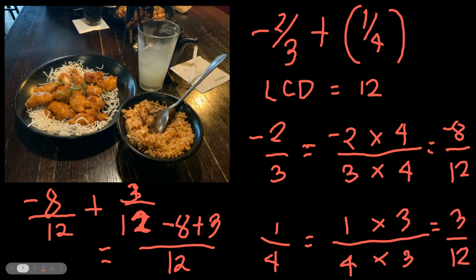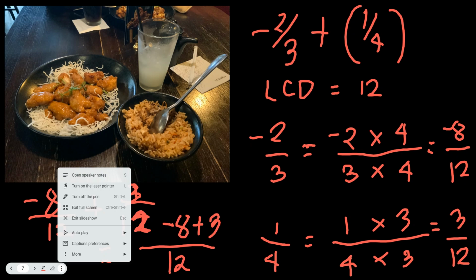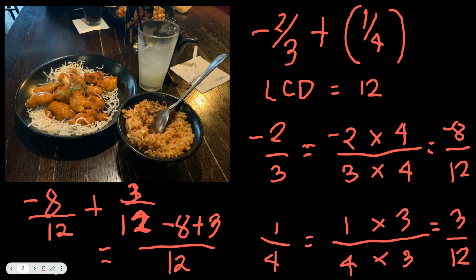Let's erase this one for us to have a clearer view. So again, let's write it. Negative 8 over 12 plus 3 over 12. So we now have negative 8 plus 3 over 12. We now have negative 5 over 12. So what is this negative 5 over 12? This is now the result.